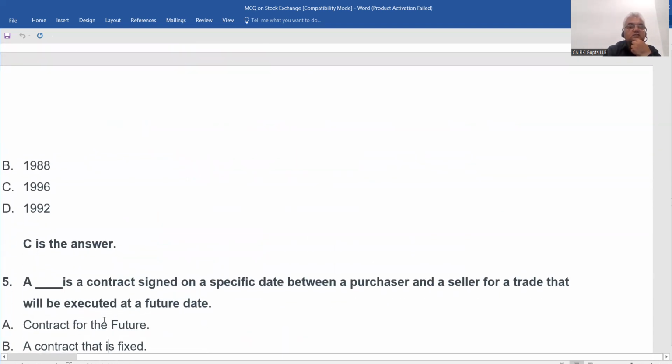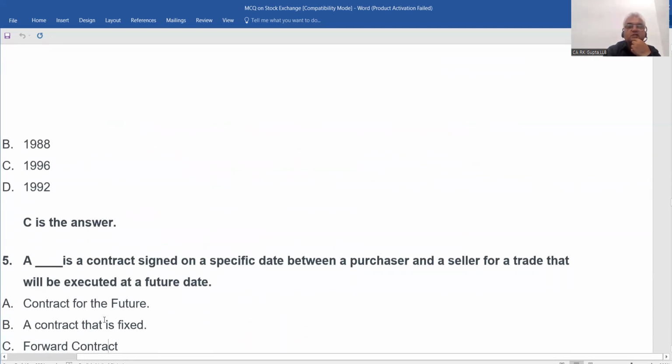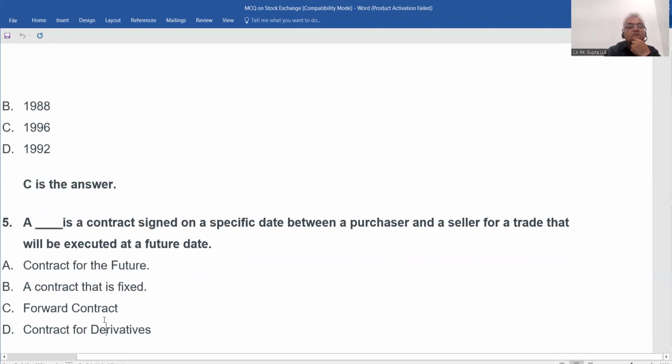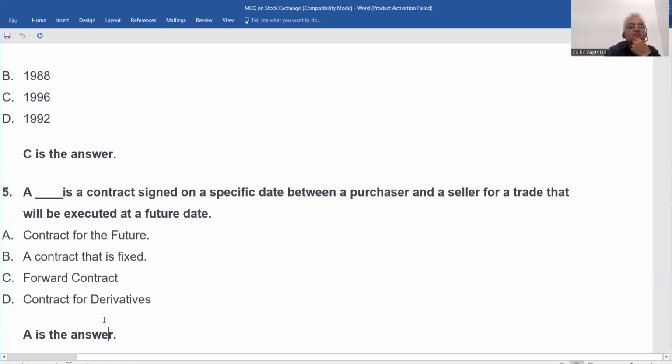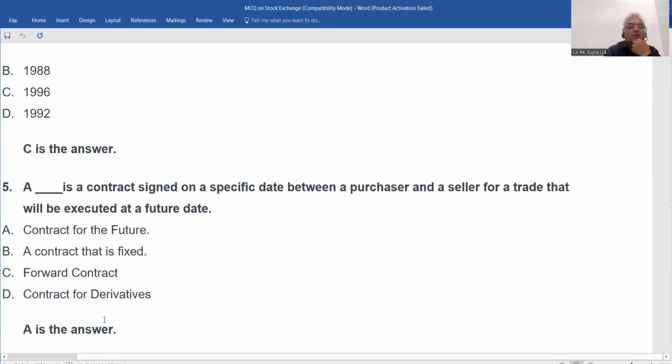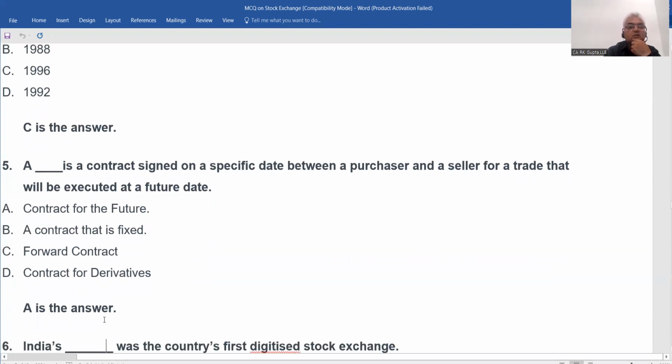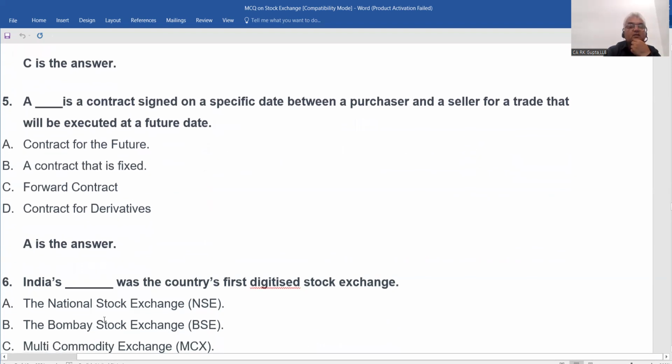हाँ. अच्छा. A dash is a contract signed on a specific date between the purchaser and seller for a trade that will be executed at a future date. Future contract. Repeated questions, sir. All repeated questions, I think. तो अच्छा है ना, फिर तो बढ़िया है ना, आपके लिए रिवीजन हो जाएगा. अभी पढ़ा तो अभी तो आंसर देना चाहिए.